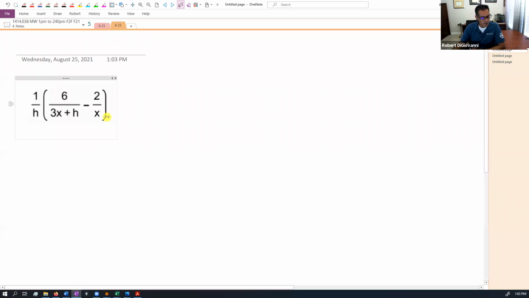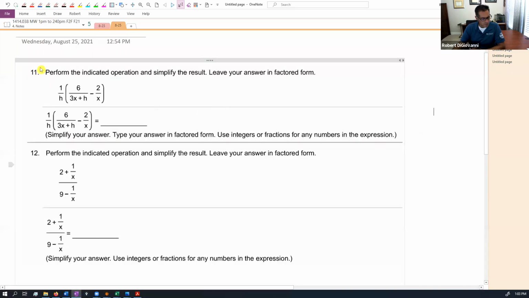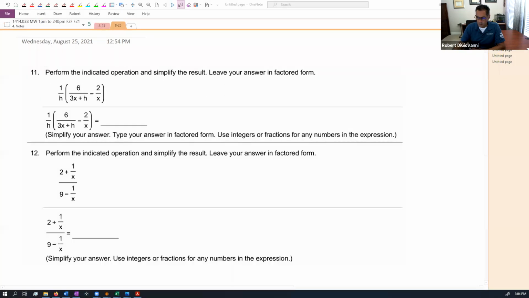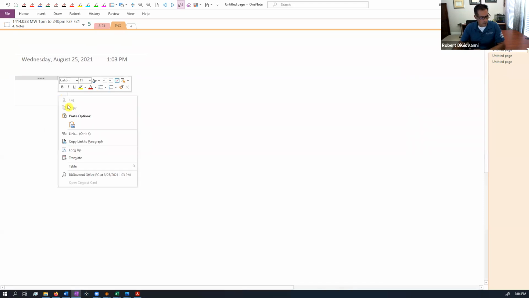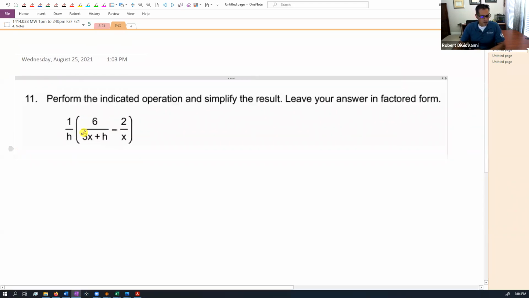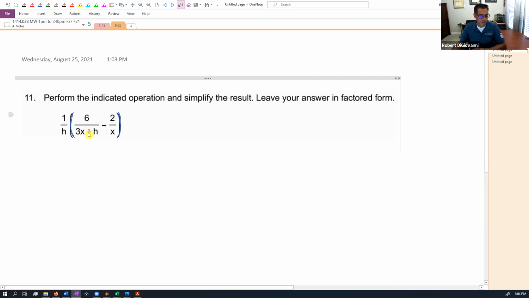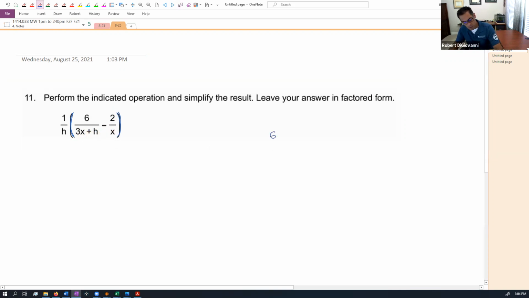So here we go. First one is, oh, I didn't get the instructions here. Okay, here we go. It says, perform the indicated operation and simplify the result. Leave your answer in factored form. So all they want you to do is perform the indicated operation. First thing that we want to see here is that we have a set of parentheses. So we're going to try and simplify what's in the parentheses first, which means I'm going to look at this like it's its own problem.